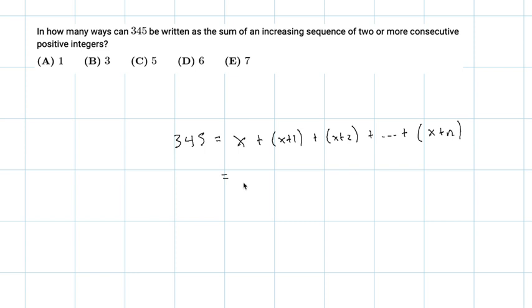so we add up all the x's, they're going to be n x's, so x plus x n times, so nx. And then the 1 plus 2 plus 3 plus up to n minus 1, that's just equal to (n minus 1) times n over 2. So basically, we're looking for all positive integer values of x that satisfy this equation here.